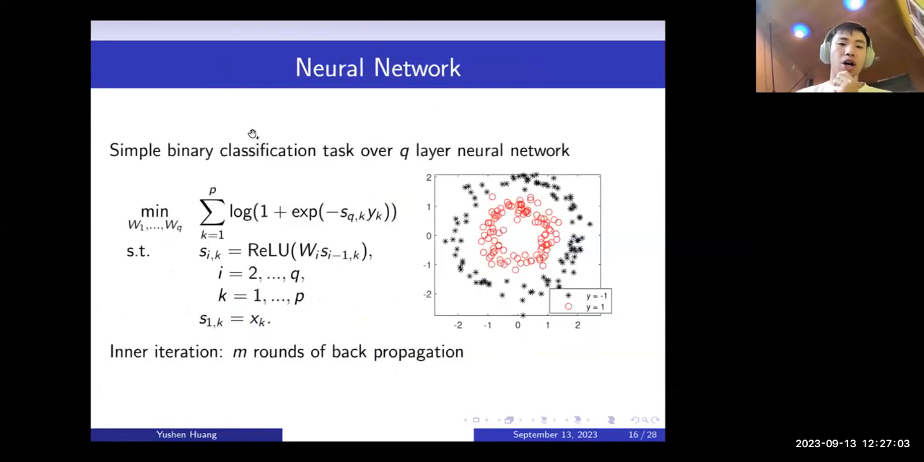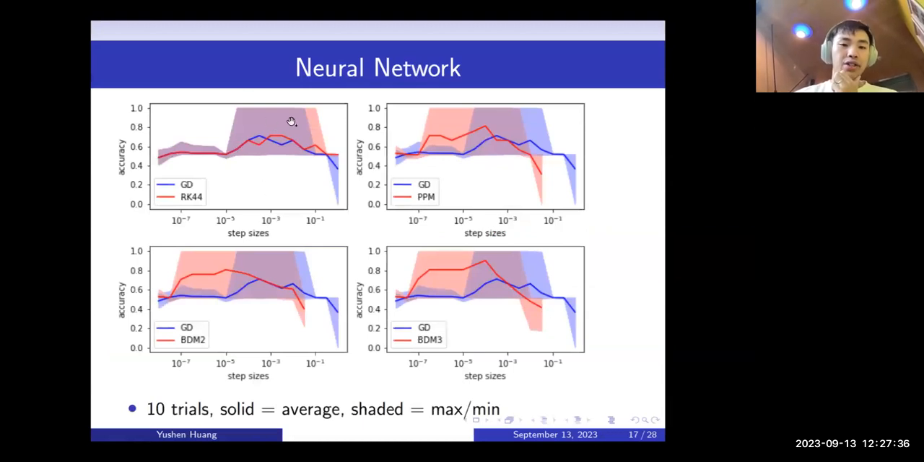The last example that I'll talk about is a simple binary classification task over a Q-layer neural network. Here Q is 7. This is basically a circle which classifies the points: the inside of the circle is 1, and the outside of the circle is -1. We train the neural network to find the splitting of this area into these two regions. These are several numerical experiments we have done.